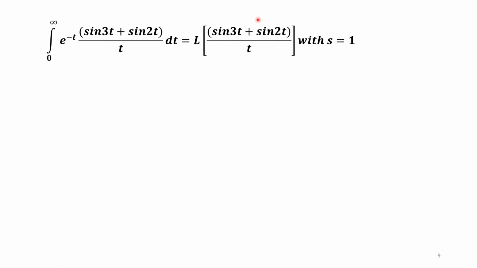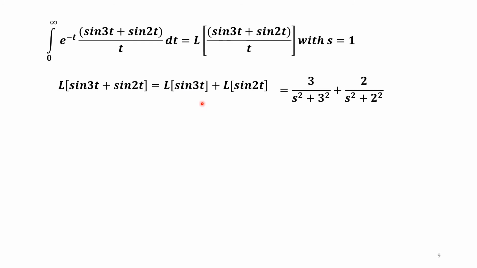So the first step is to calculate the Laplace transform of the numerator, and the numerator function is sin 3t plus sin 2t. Since we have a plus sign in between, we can take L of both the terms. So we can write L of sin 3t plus L of sin 2t. Now we know that L of sin 3t is 3 upon s square plus 3 square, and L of sin 2t is 2 upon s square plus 2 square. So this is the L of the numerator.